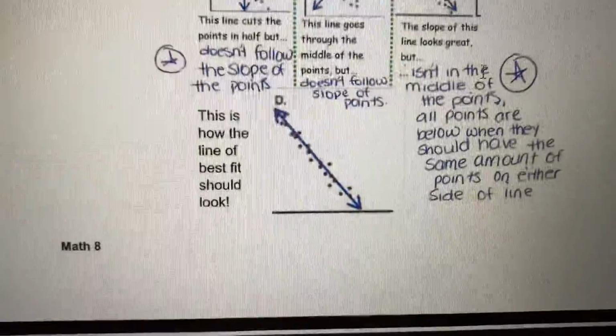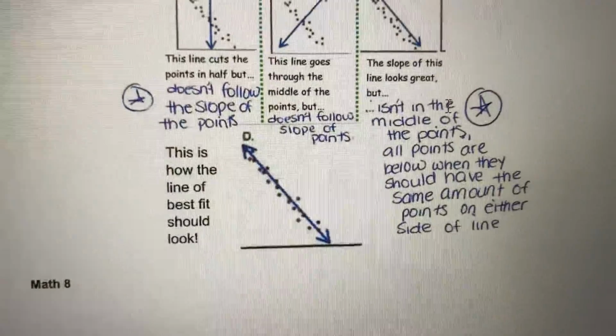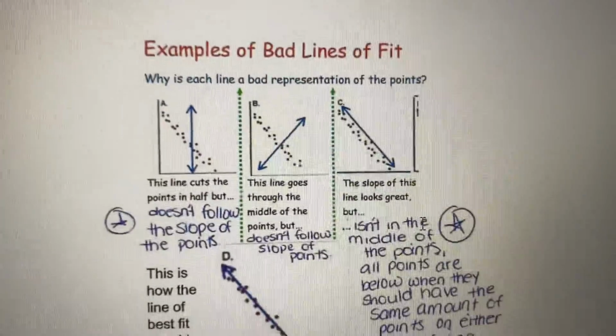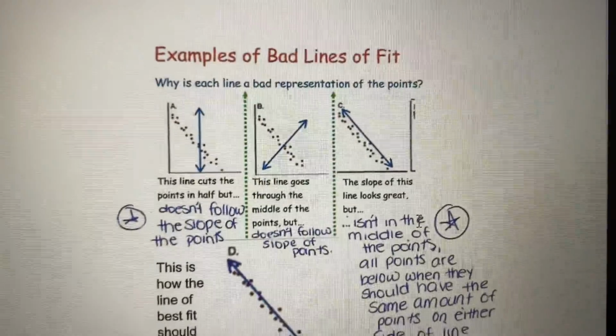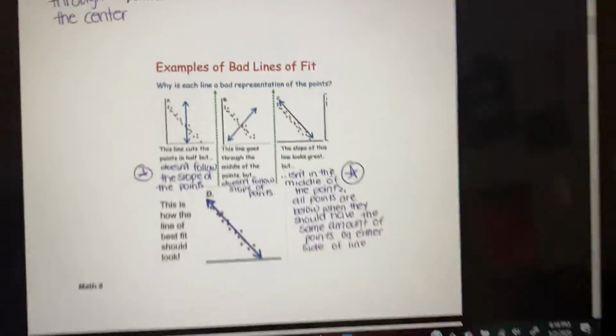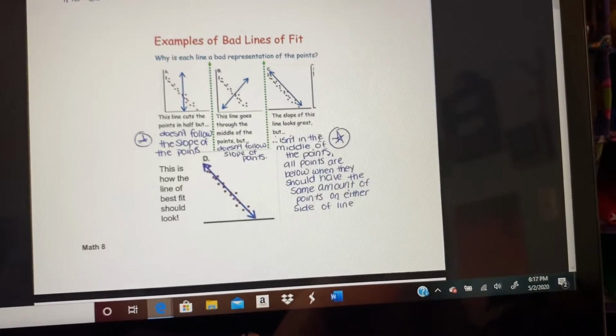And then D is a good example of what a best fit line should look like. So these three above are bad examples because they don't follow those rules. As long as it follows those rules, it is a good example of a best fit line. So that's what you're going to be asked to do this week: determine whether a line is a best fit line.